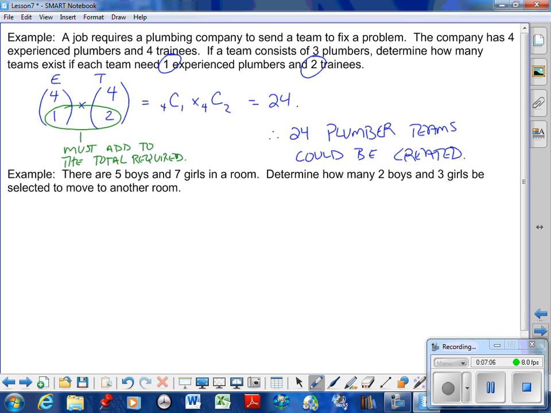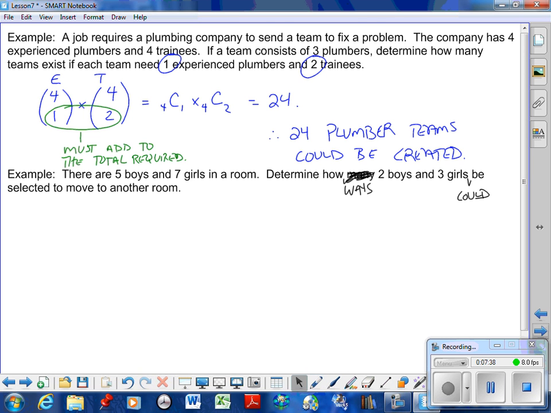So the next example: there are 5 boys and 7 girls in a room. Determine how many ways 2 boys and 3 girls could be selected to move to another room.